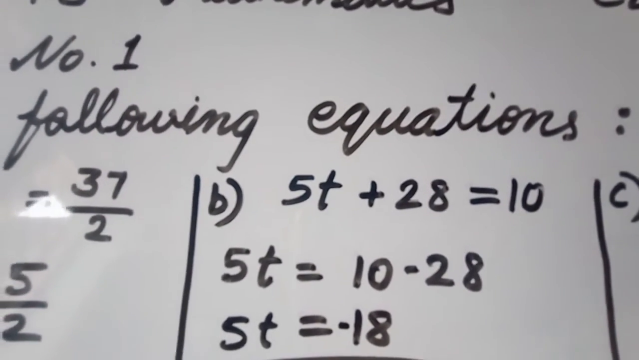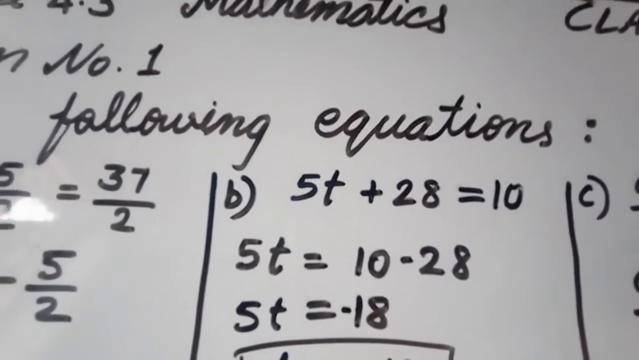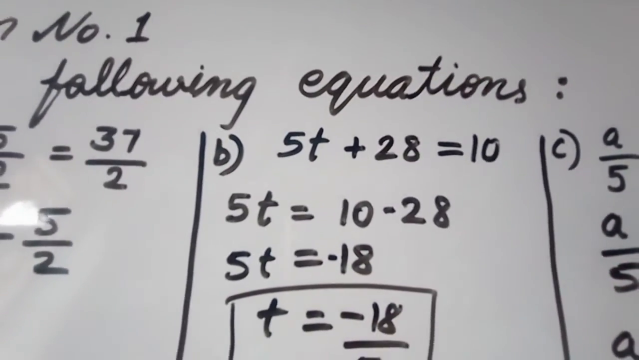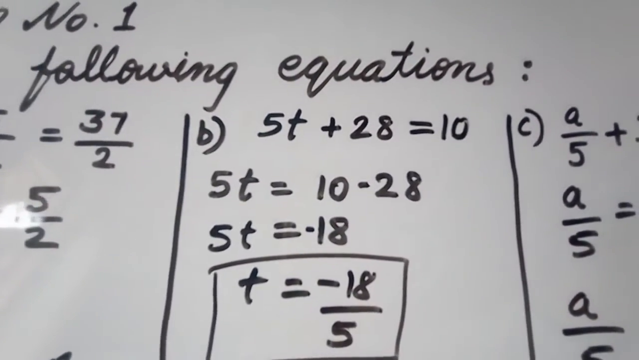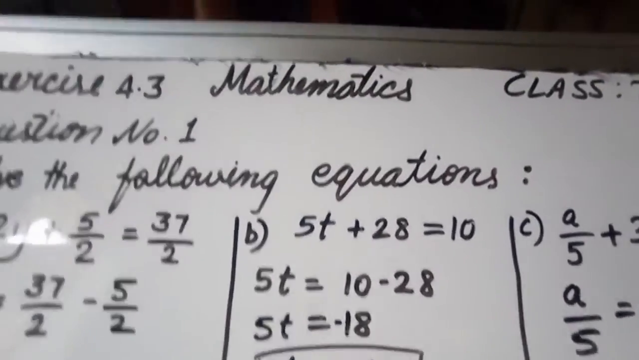Now we require t is equal to. So when we want t, we have to shift the multiplied 5. When we shift, it becomes division. So t value is minus 18 divided by 5.